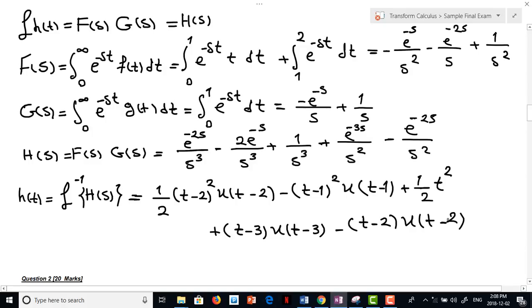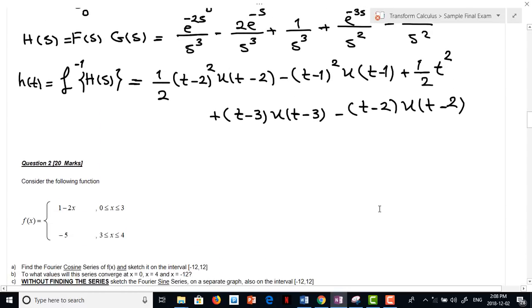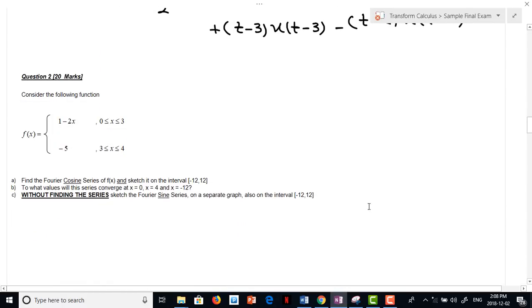We could solve part C of question number 1 as well. So we are done with question number 1. Let's go through question number 2. In question number 2, we have to consider the following function. So f(x) is equal to 1 minus 2x when x is between 0 and 3, and it's equal to minus 5 when x is between 3 and 4. We want to find the Fourier cosine series of f(x), and then sketch the Fourier series on the interval of minus 12 to 12.